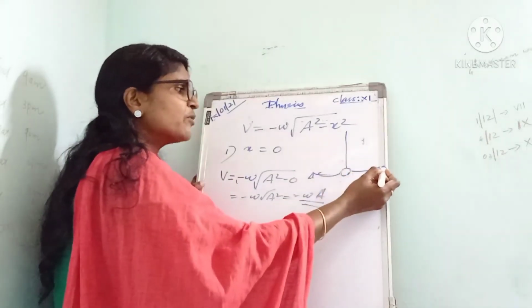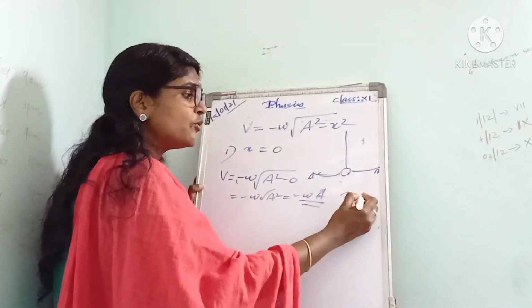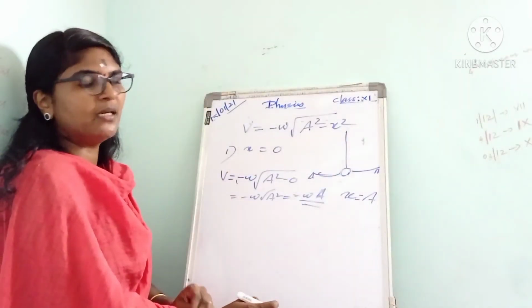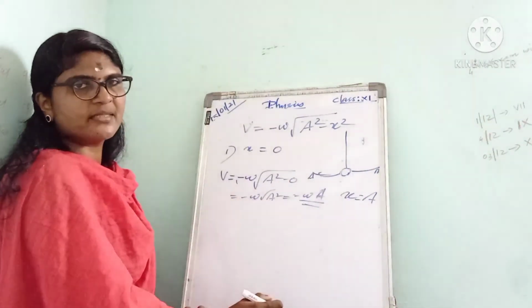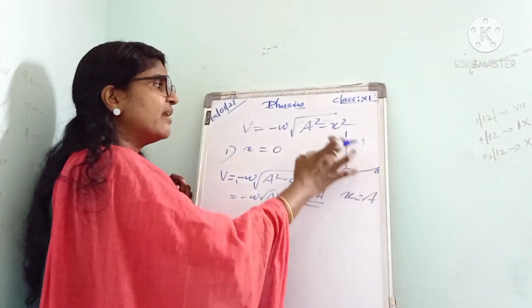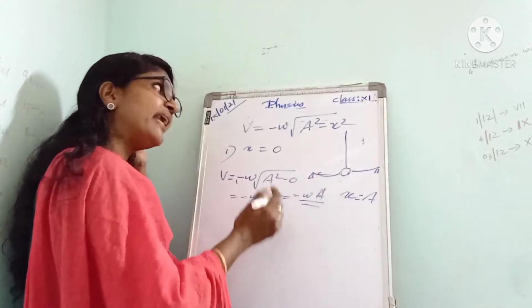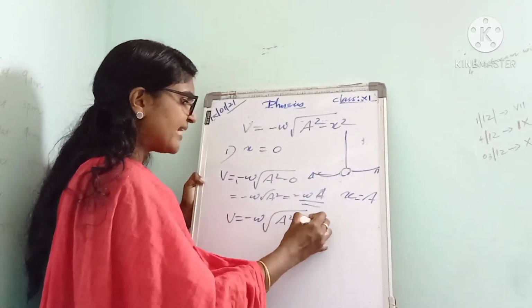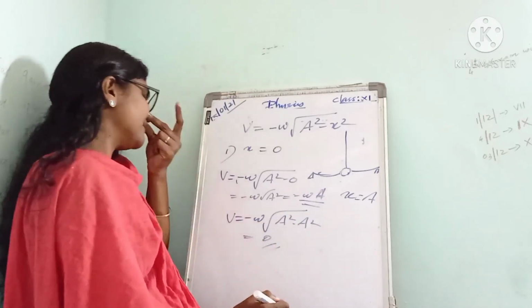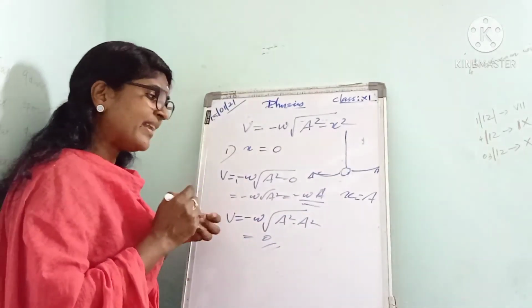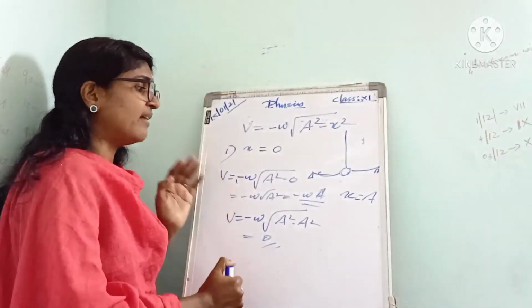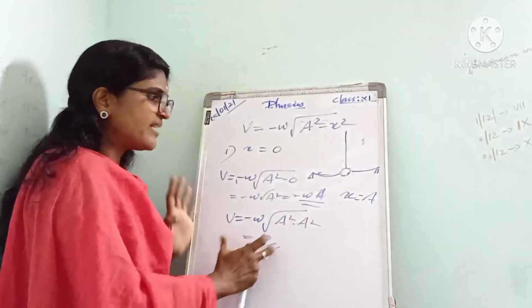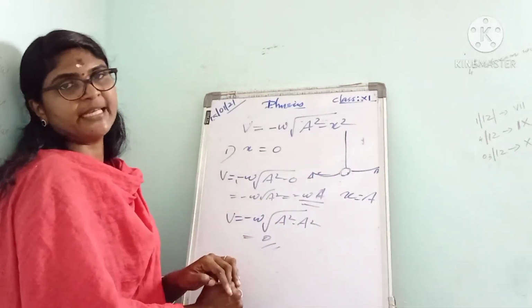At the extreme position, the displacement x equal to the amplitude a. Amplitude is the maximum displacement of the vibrating particle at the two extreme positions. Therefore, the velocity v is equal to minus omega square root of a square minus a square. Actually, it is equal to 0. So we can say at the mean position, the vibrating particle moves with the maximum velocity. At the two extreme positions, the velocity is equal to 0.